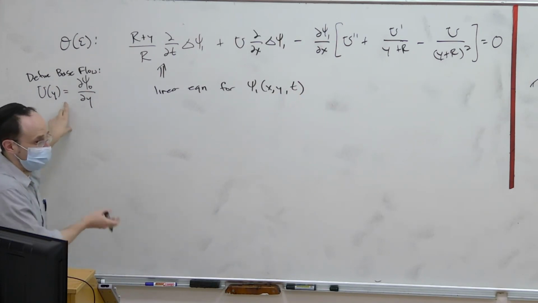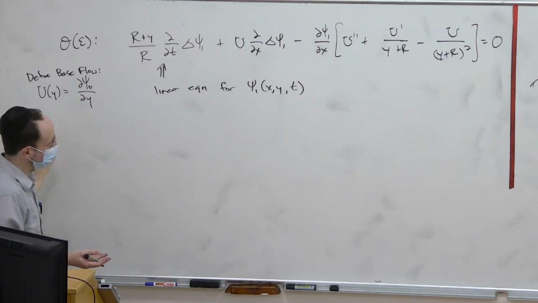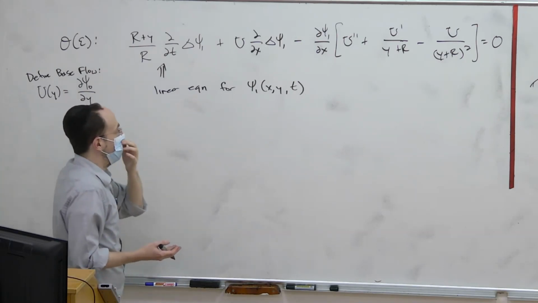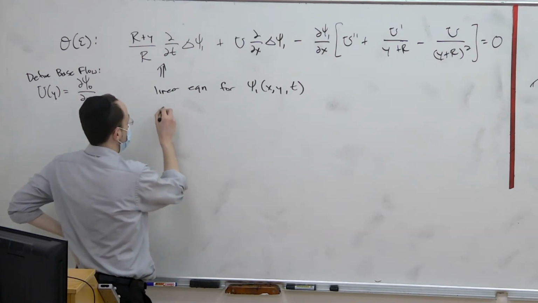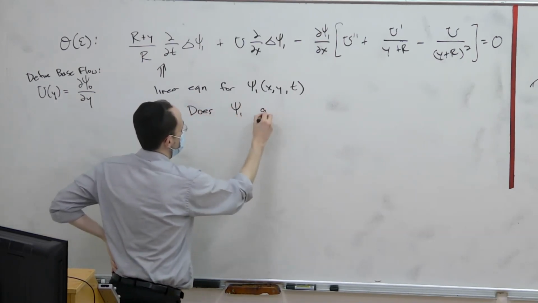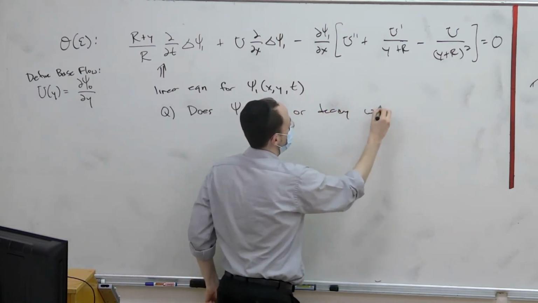There is a vorticity field in this flow. There's just no diffusion. So whatever the vorticity in the flow is, it's just being advected along. There's no diffusion of that vorticity, okay? We have this linear equation for psi 1, and now our question is, does psi 1 grow or decay with time?